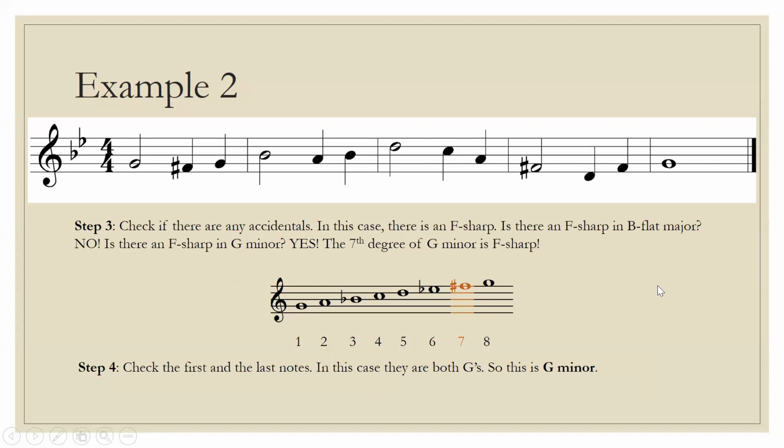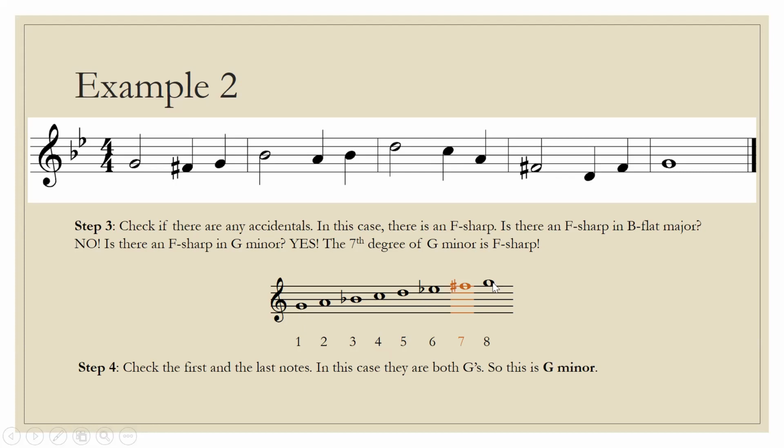Step 3, check if there are any accidentals. And yes, there are accidentals. We've got an F sharp. Now, if we wrote out the G minor scale, here it is.